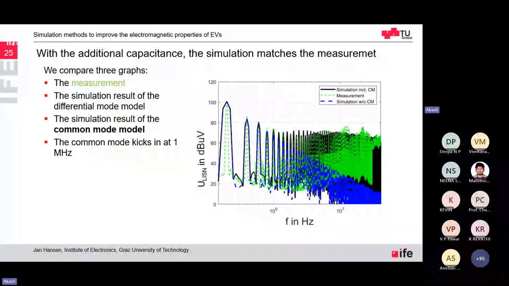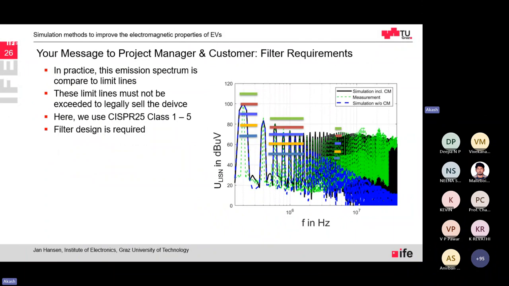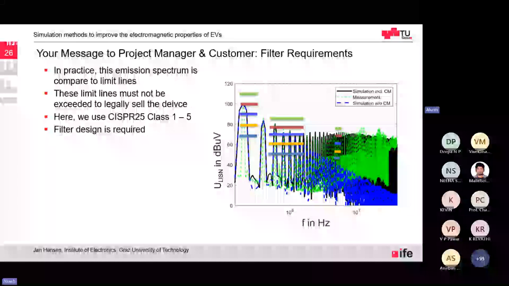What would happen next? Next, some other guy comes along and says, yeah, now we have all these limit lines, which are given by standardizing bodies, claiming that if the spectrum of a device is above this green level, it's really bad.